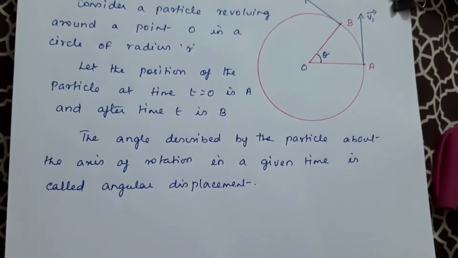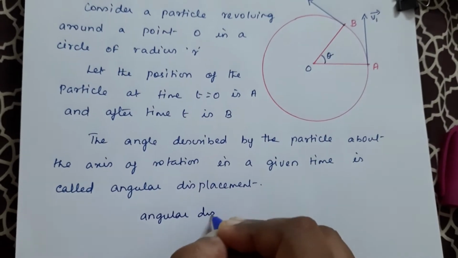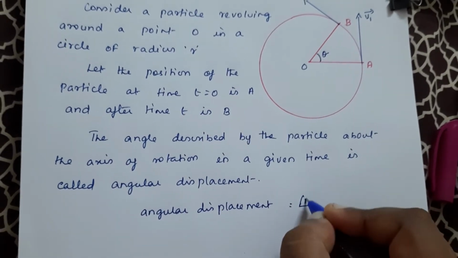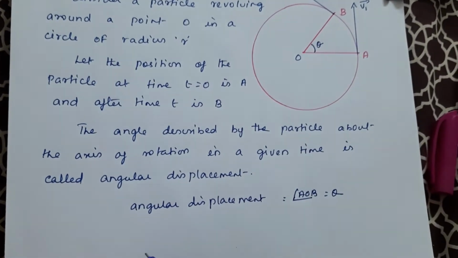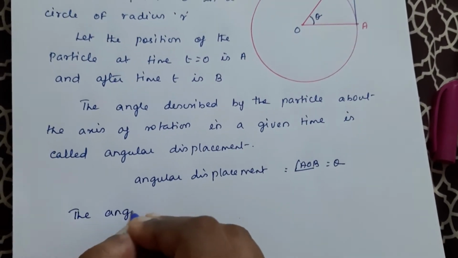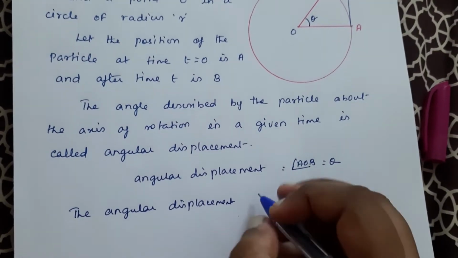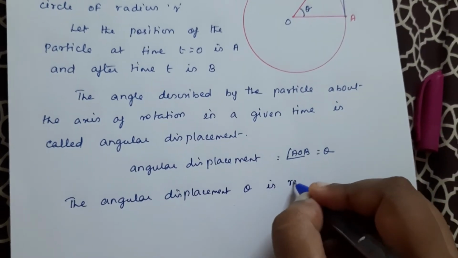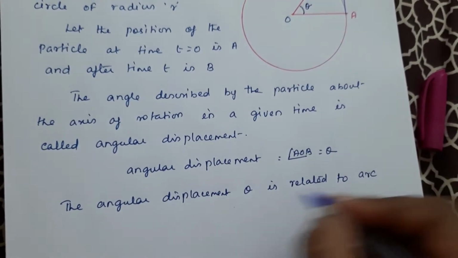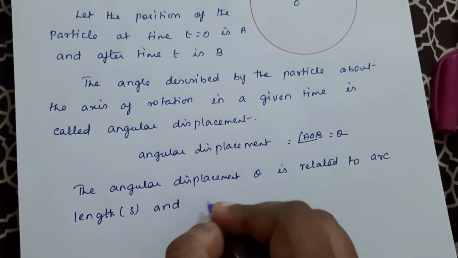That is called angular displacement. So we can write angular displacement is equal to angle AOB, which is equal to theta. So the angular displacement theta is related to arc length S and radius R.